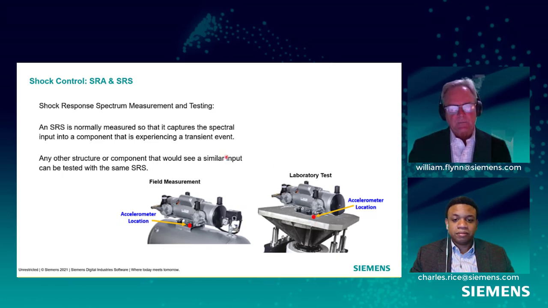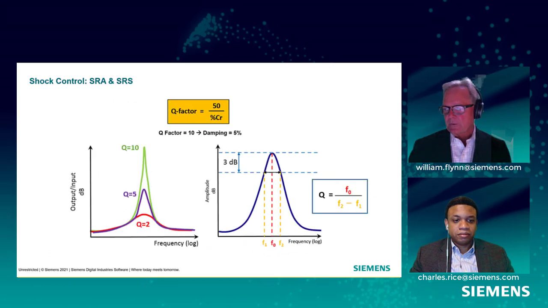So that captures all the spectral content, and you want to apply that in the laboratory. So you measure the time, convert to spectrum through the SRS, and then go the other way to generate a pulse that you can apply in the laboratory. One of the input parameters is the Q factor, and this is just a reminder of what the Q factor is.